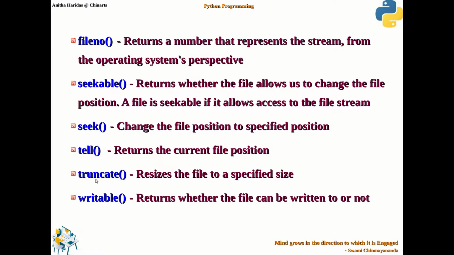Then truncate will resize the file. Suppose you have 100 characters and you want to resize the file to 5 characters, or you want to resize it to 50 characters, then you can use the truncate method. Then you have the writable method. The writable method returns whether the file can be written to or not. Whether you can write to the file or not can be identified using the writable method.